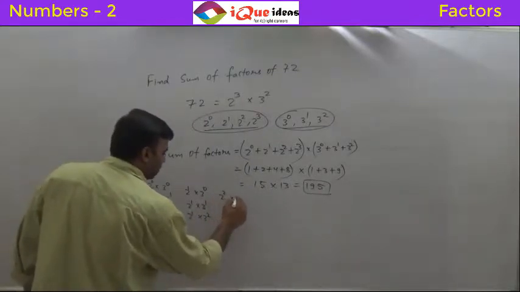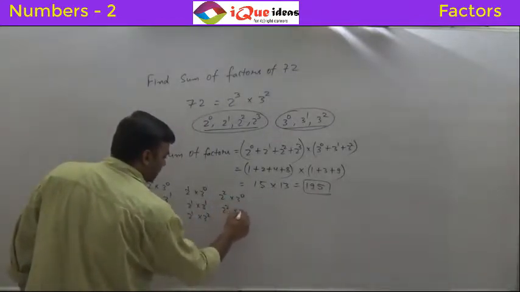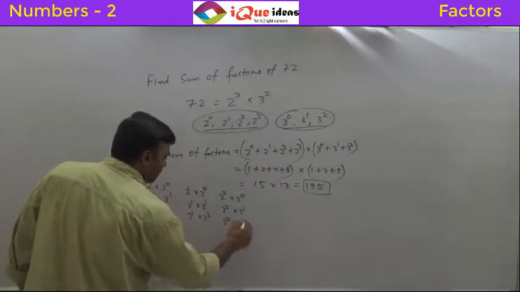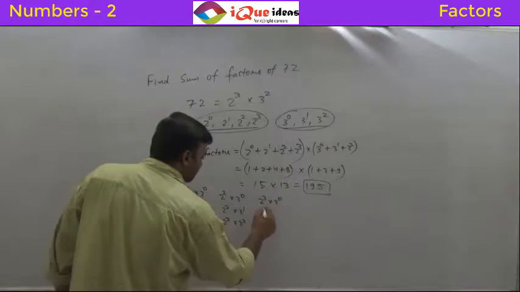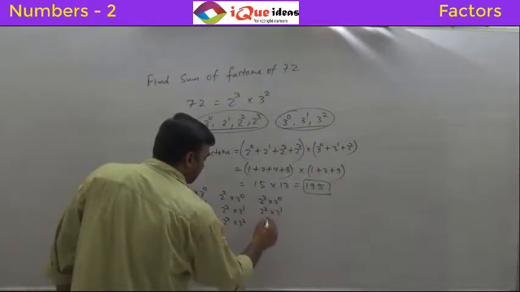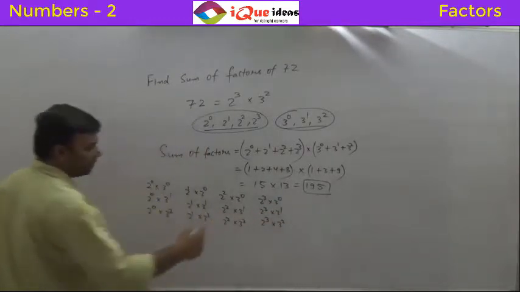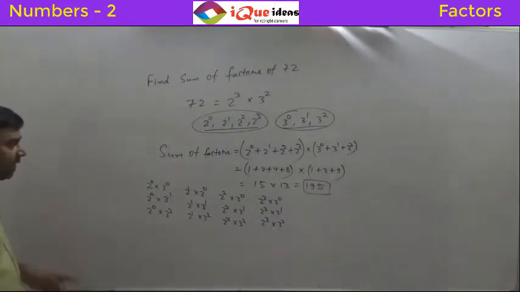2 raised to 2 into 3 raised to 0, 2 raised to 2 into 3 raised to 1, 2 raised to 2 into 3 raised to 2. The next set of factors: 2 raised to 3 into 3 raised to 0, 2 raised to 3 into 3 raised to 1, 2 raised to 3 into 3 raised to 2. These are all possible factors of 72. We have to add all of them.